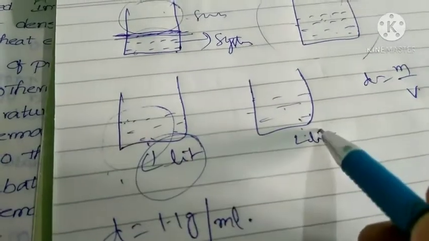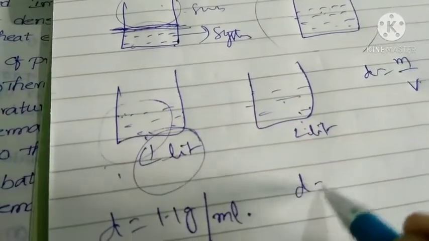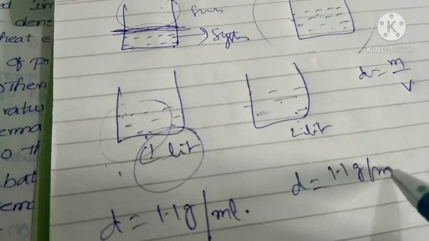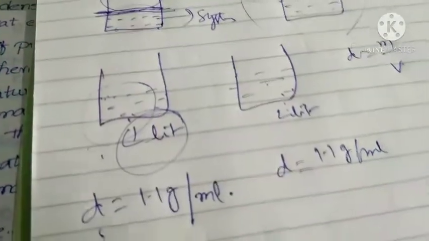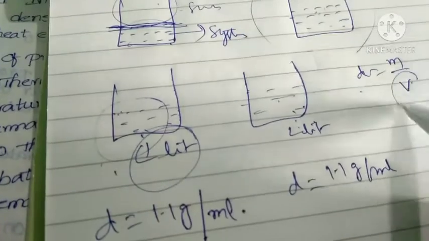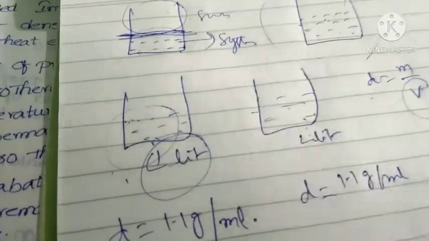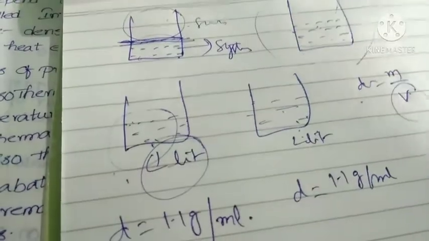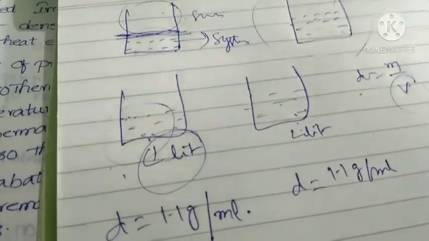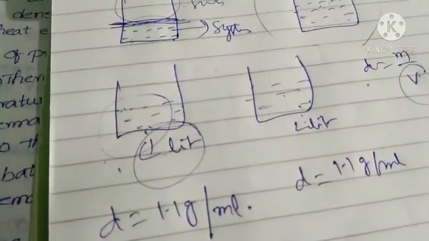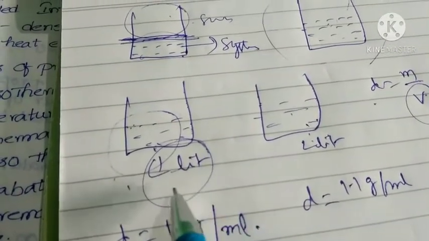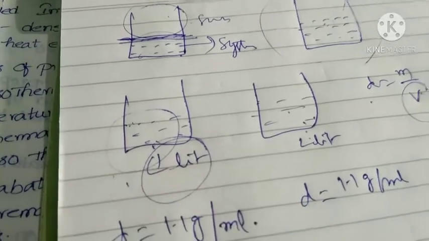This is 1 liter water, this is 2 liters water. Here also the same density will be there, even if the amount is more or less, because the density definition is mass per unit volume. Unit volume means either a liter or milliliters, whatever it may be. So density is an intensive property. That means it does not depend on the amount of the substance.